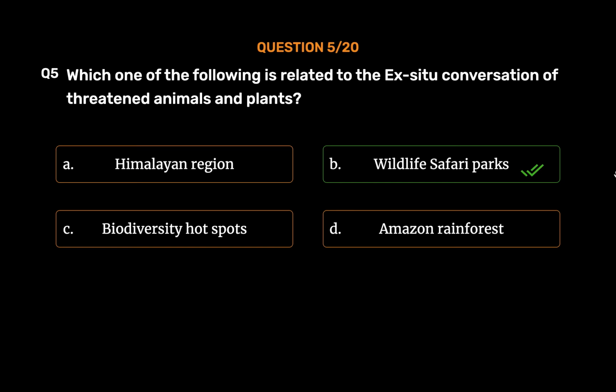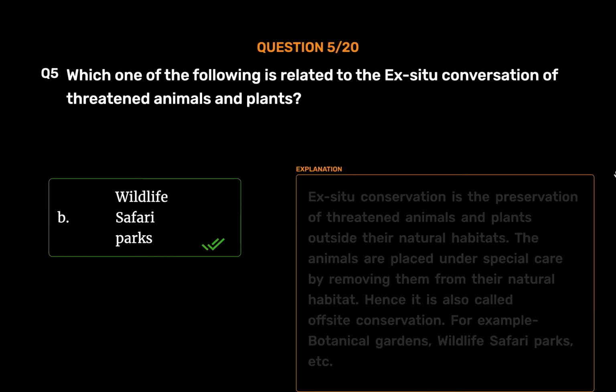Wildlife safari parks. Ex-situ conservation is the preservation of threatened animals and plants outside their natural habitats. The animals are placed under special care by removing them from their natural habitat. Hence it is also called off-site conservation. For example, botanical gardens, wildlife safari parks, etc.